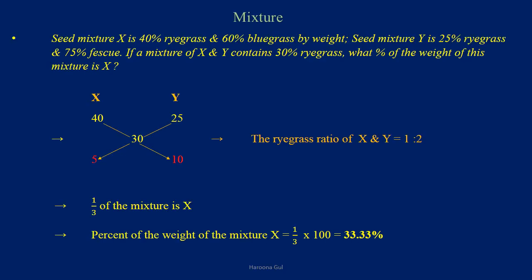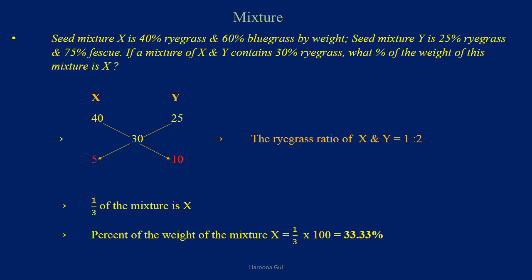Now we have another question on mixture, and it says that seed mixture X is 40% ryegrass and 60% bluegrass by weight. Seed mixture Y is 25% ryegrass and 75% fescue. If a mixture of X and Y contains 30% ryegrass, what percent of the weight of this mixture is X? Now you see, we are supposed to find the percentage weight of X in the mixture, right? So be careful when reading the question and what you're supposed to be solving for.